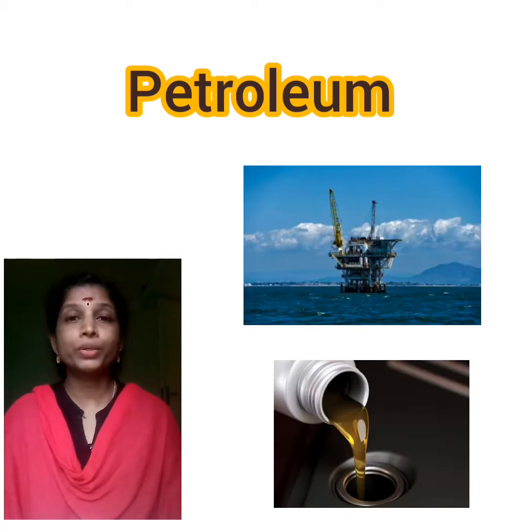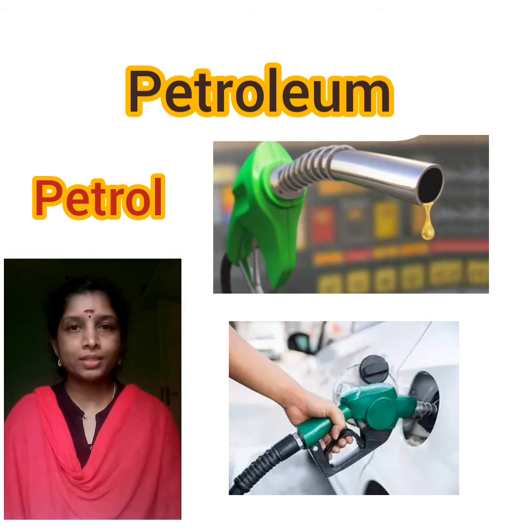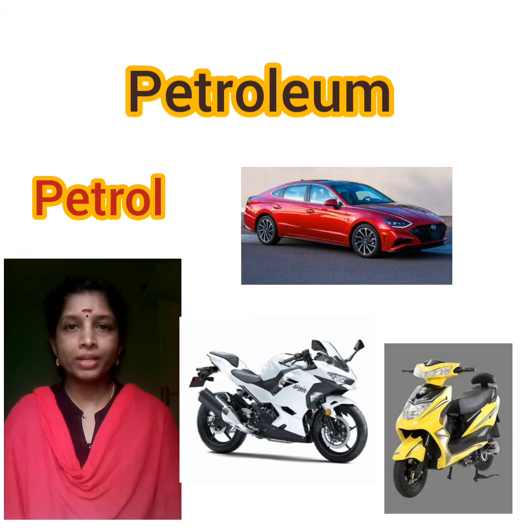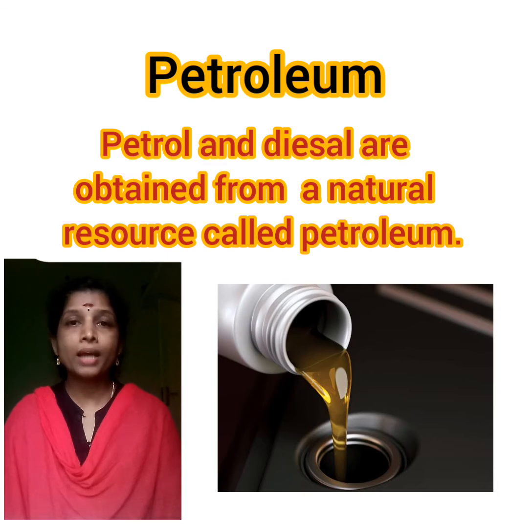Now we are going to discuss petroleum. You all are familiar with petrol, isn't it? In smaller vehicles like light automobiles such as cars, motorcycles and scooters, we use petrol. But in heavy vehicles like trucks or tractors, we use diesel. Petrol and diesel are obtained from a natural resource called petroleum.